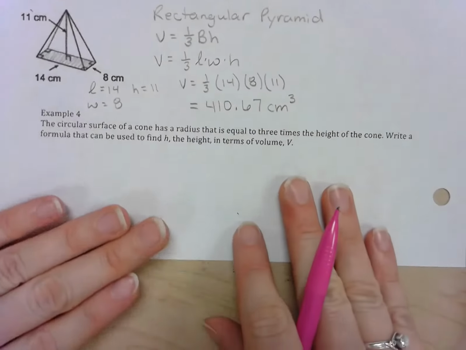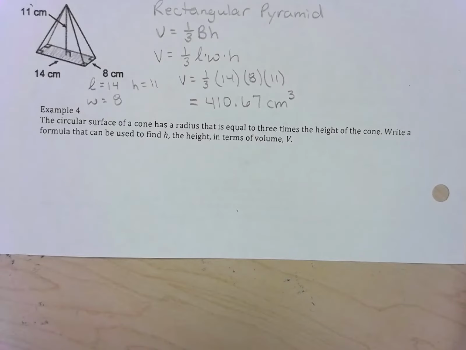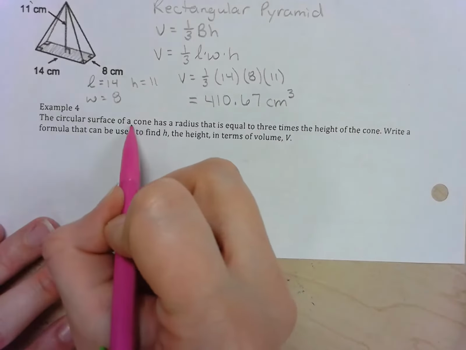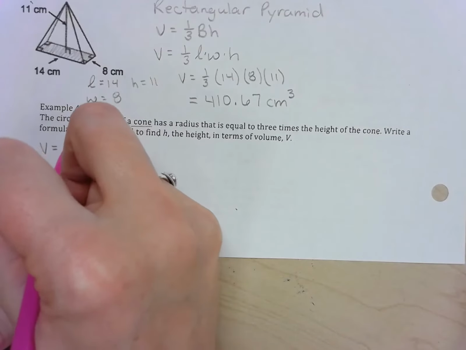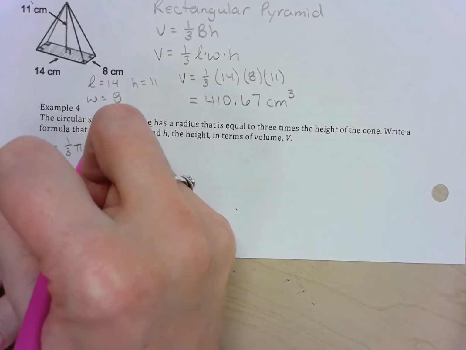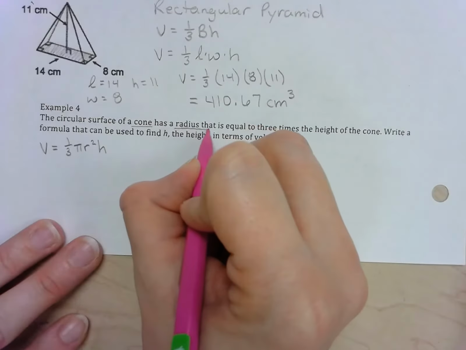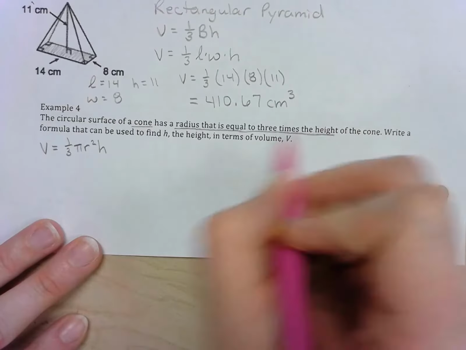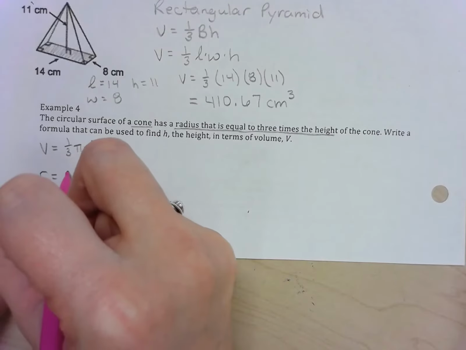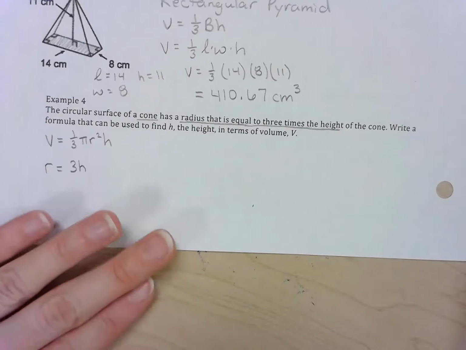Now for our last example, number 4. We have a circular surface area of a cone that has a radius equal to 3 times the height of the cone. We're asked to write a formula that can be used to find the height in terms of volume. So first notice we're talking about a cone. That specific formula for a cone is 1/3 pi r squared h. We're also told that the radius is equal to 3 times the height. So the radius is equal to 3 times h.